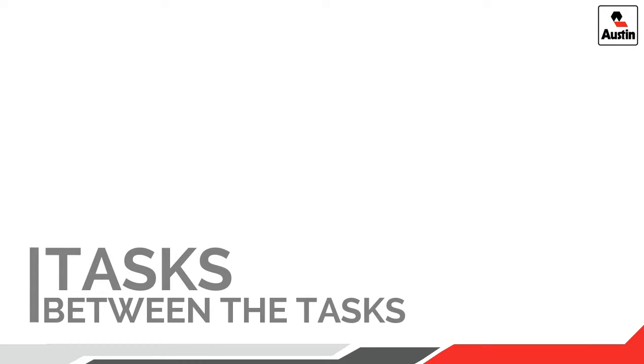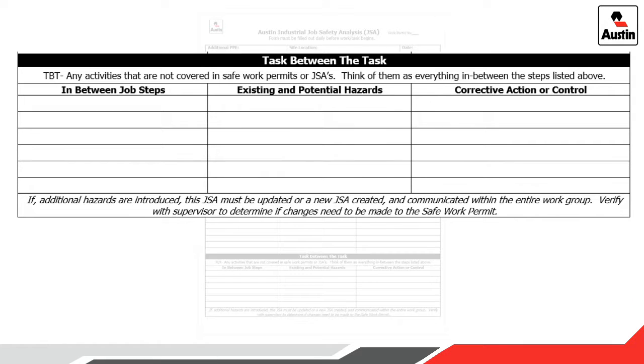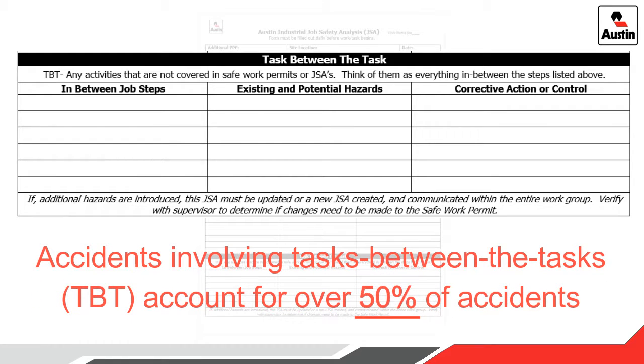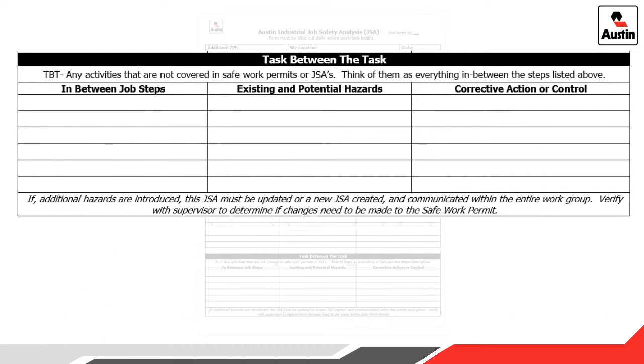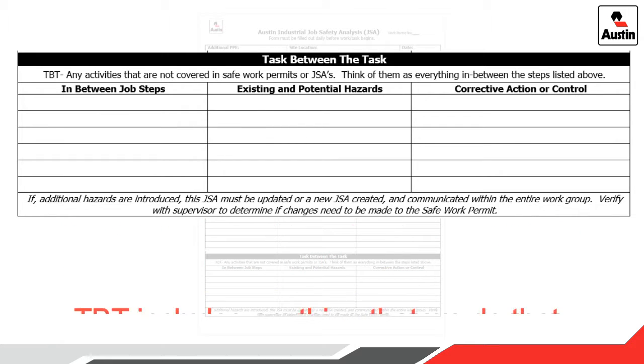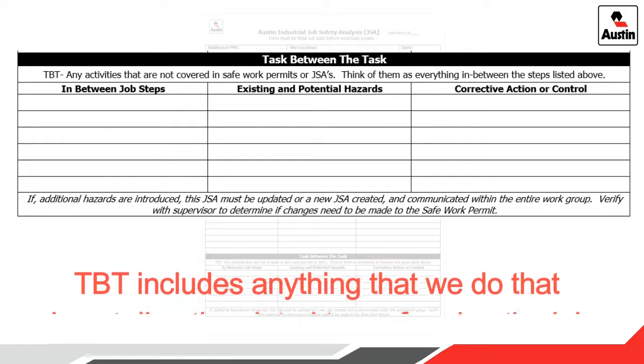The bottom section of the JSA is to identify tasks between the task, or TBT. In our work, TBT accounts for over 50% of the accidents that occur. This tells us that a majority of people aren't getting hurt performing the job, but rather doing things between the jobs, such as getting tools, climbing ladders, moving objects that are in your path, and other items.